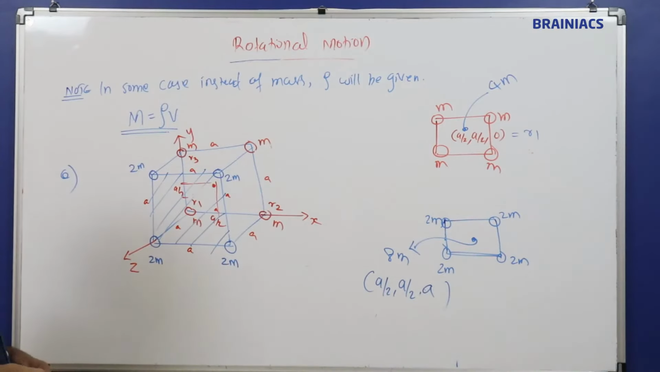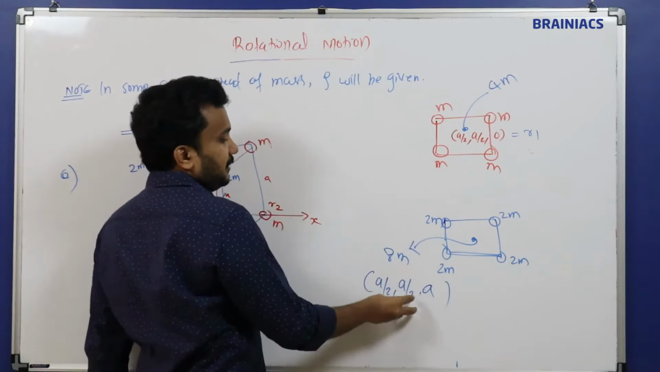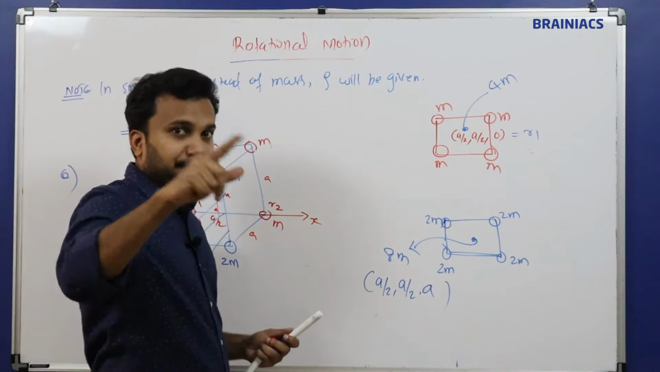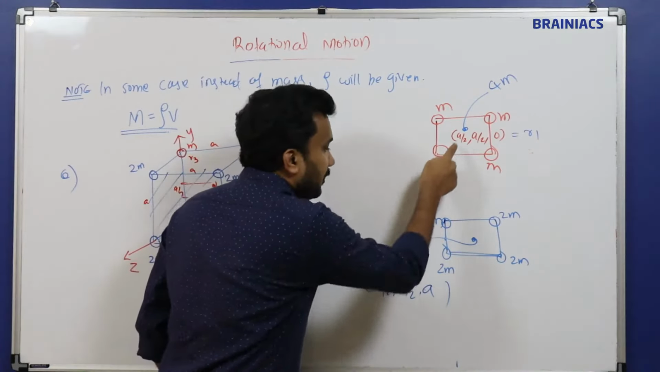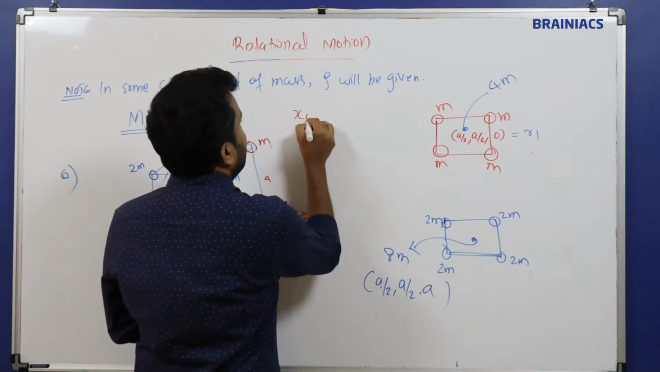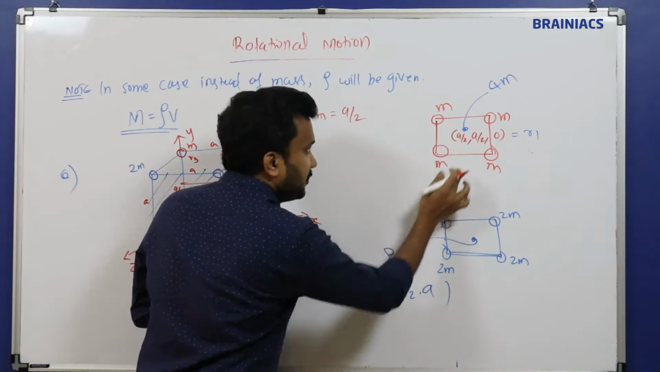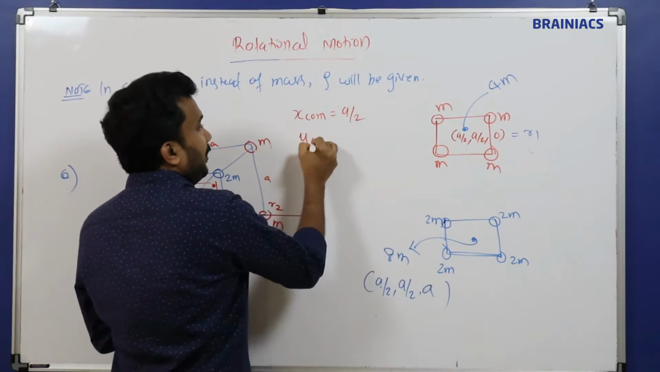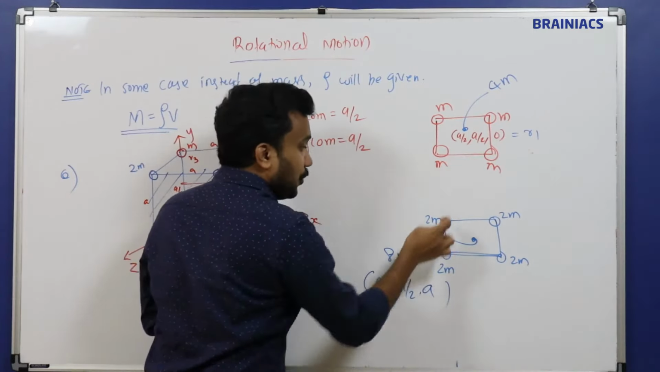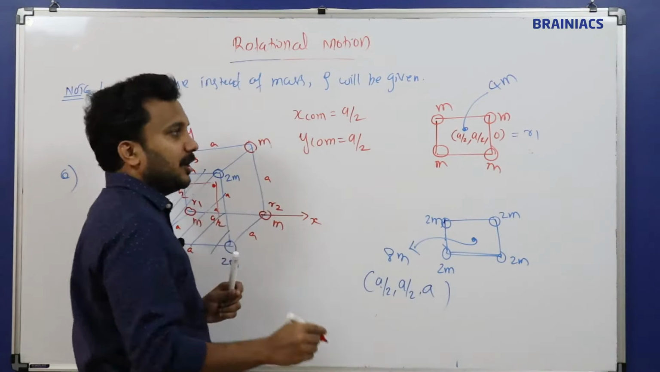Now we have a two-particle system of masses 4m and 8m, and we have x coordinates and y coordinates. Now if you look, are your x coordinates changing? No. So XCOM is equal to a by 2. Are your y coordinates changing? No. So YCOM is equal to a by 2. Are your z coordinates changing? Yes, from a to 0.